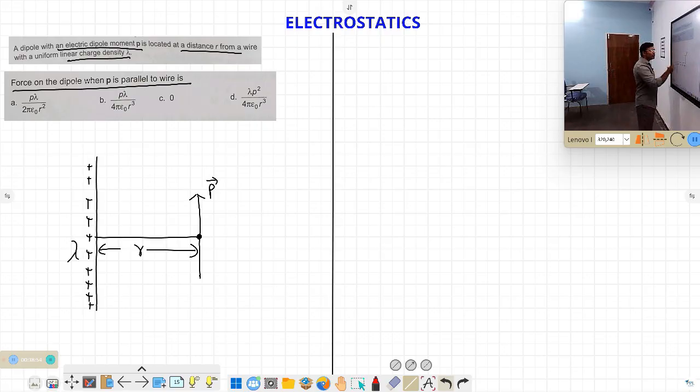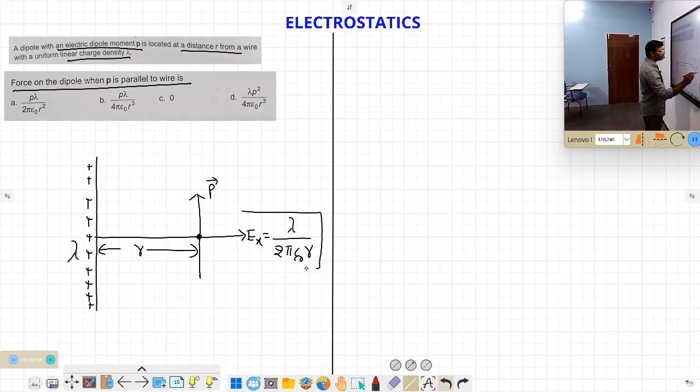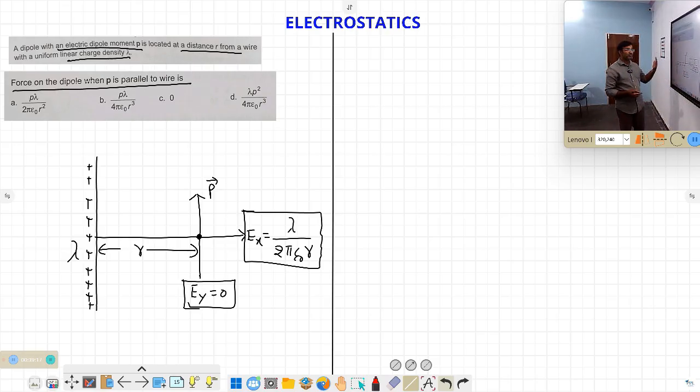You know that due to an infinite wire, at a point we only have a horizontal electric field. What is the electric field formula? It is lambda by 2 pi epsilon naught r. But what is the electric field along the y direction? That is equal to 0. There is no electric field along the y direction according to the concept of linear charge distribution of the wire. Due to that, the electric field intensity at any point at a distance r is lambda by 2 pi epsilon naught r.